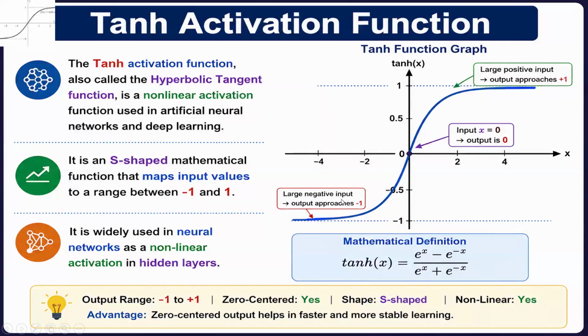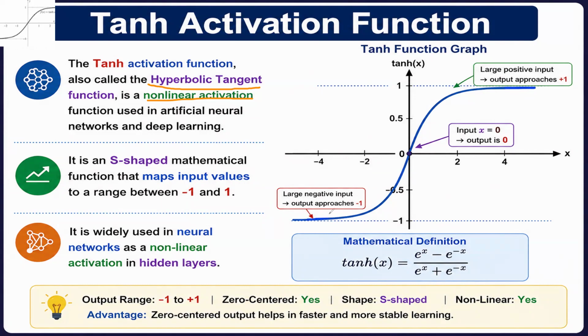So what is the tanh activation function? The tanh activation function is the hyperbolic tangent function, and it is a non-linear activation function. The output of the tanh activation function ranges from -1 to 1, while the output of the sigmoid activation function ranges from 0 to 1. So it is widely used in neural networks as a non-linear activation in hidden layers. So tanh is mainly used in hidden layers.